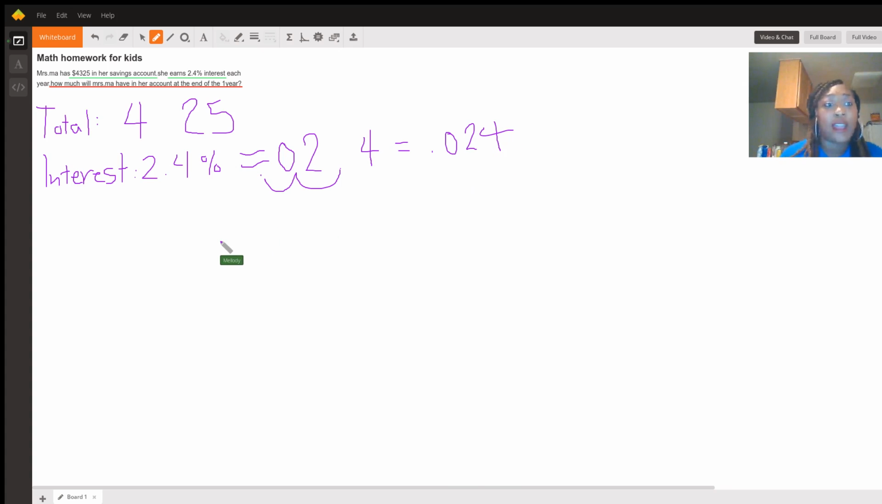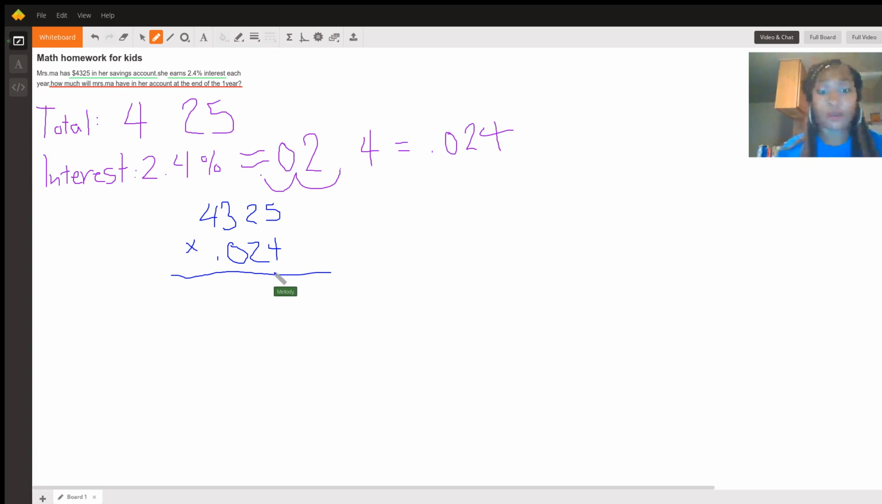So now we can go ahead and calculate how much Mrs. Ma will have in her account at the end of the year. So we jot down the piece of information that we were given earlier, which is 4,325, and we multiply that by 0.024. And remember, when you're finished multiplying, you need to make sure that you go over the correct amount of decimal places in your full answer.